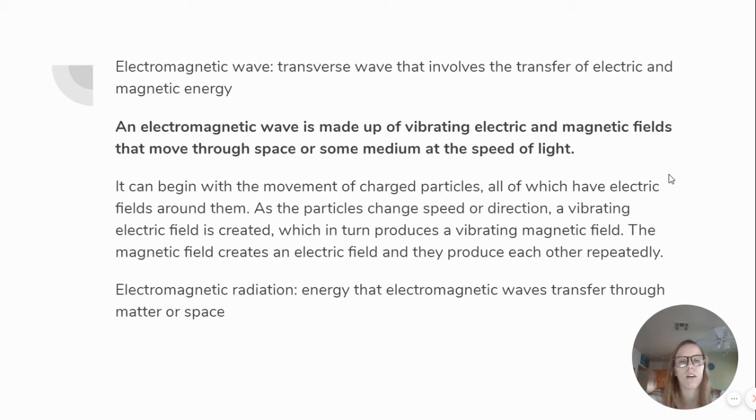around them. As the particles change speed or direction, a vibrating electric field is created, which in turn produces a vibrating magnetic field. The magnetic field creates an electric field, and they produce each other repeatedly. So continuing on, they continue to produce each other. Electromagnetic radiation is energy that electromagnetic waves transfer through matter or space.